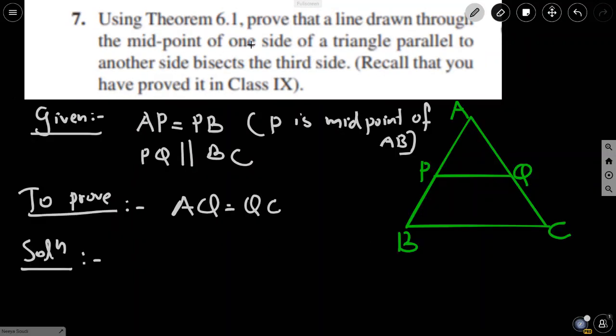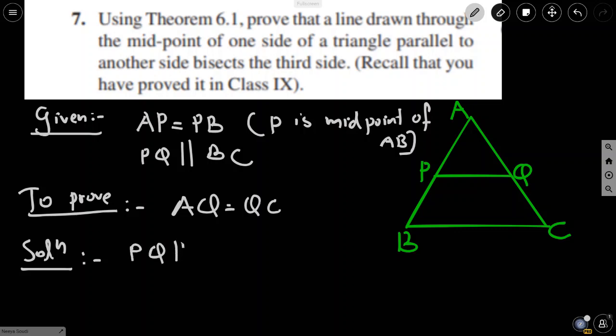Using theorem 6.1, prove that the line drawn through the midpoint of one side of a triangle parallel to another side bisects the third side. Recall that you have proved this in class 9. So here given AP is equal to PB. Here P is the midpoint of AB and PQ parallel BC. To prove AQ is equal to QC, or Q is the midpoint of AC. So let us start the solution.